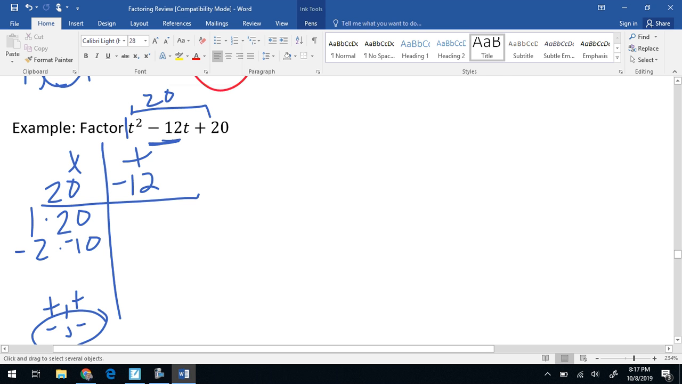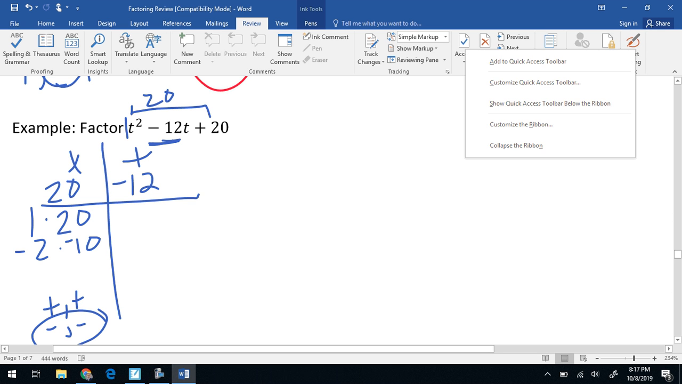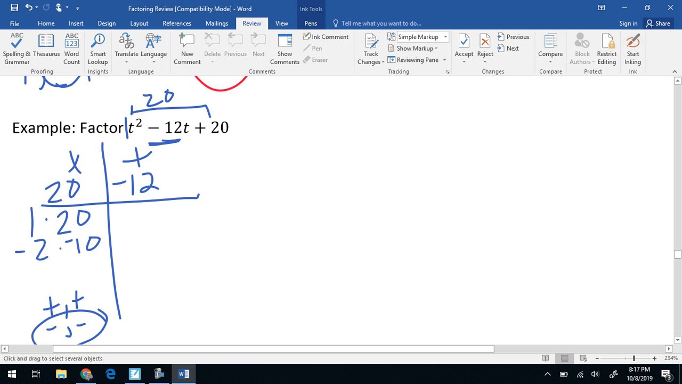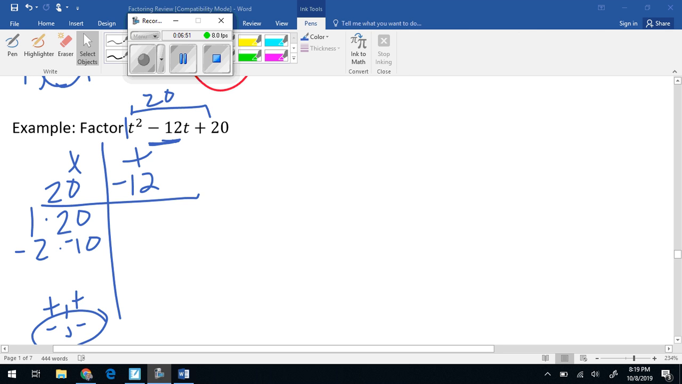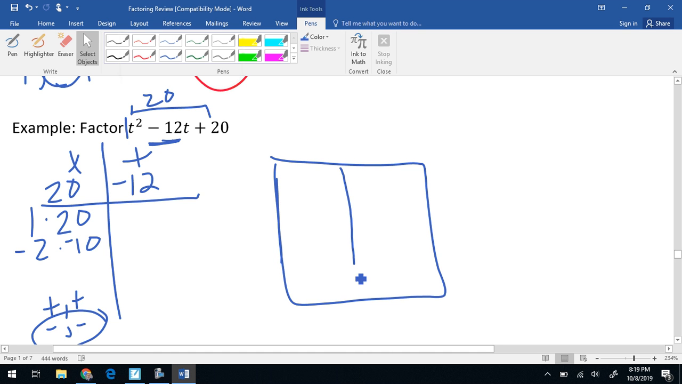Okay. My Word document keeps messing up on me. So hopefully it won't do it again. And it's not letting me ink. Okay. So I'm going to draw the box. My daughter's now drawing next to me, so if you hear extra noise, that's all that is.